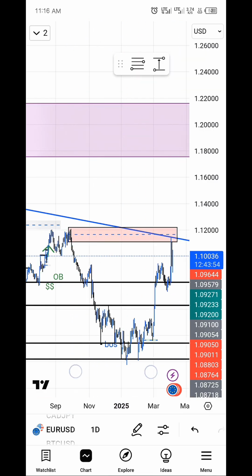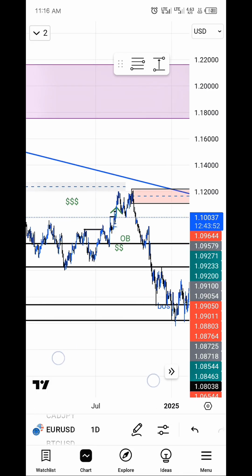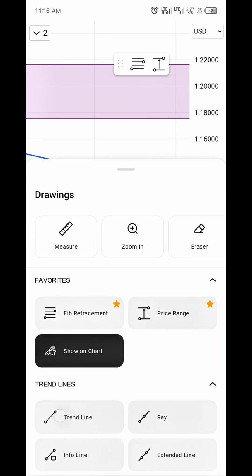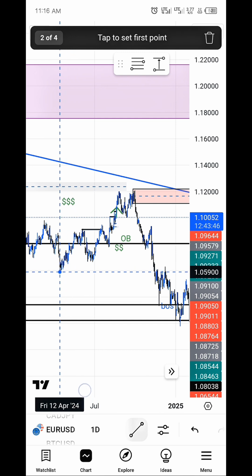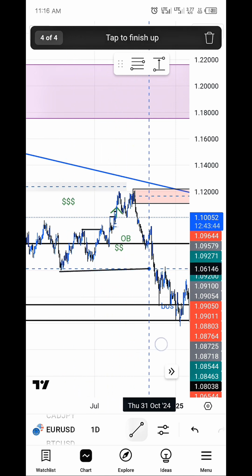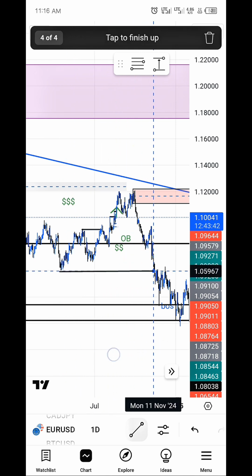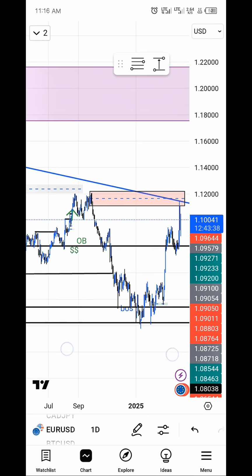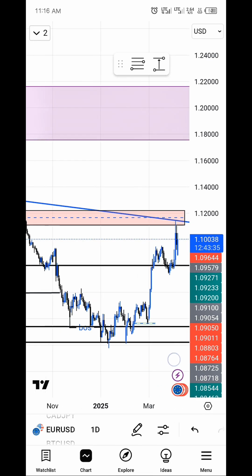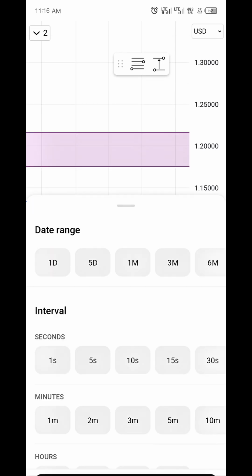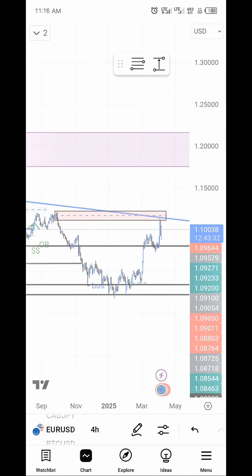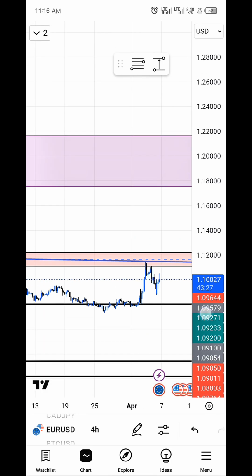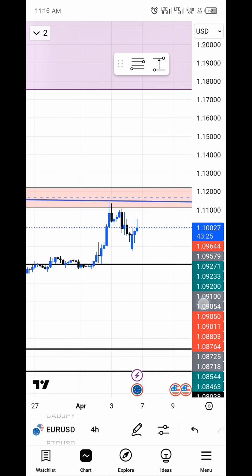Yeah, so why do I consider it as a valid supply zone? Because I see it caused some breakout structure. We caused some breakout structure right here. So that was the supply zone that pushed price down there. So recently we came back into that zone, and when we go to a lower time frame, let's say the 4-hour, we see clearly that there was some reaction on that supply zone.